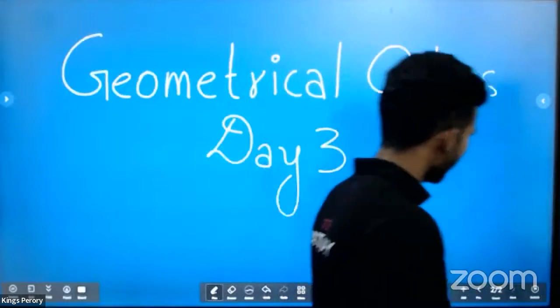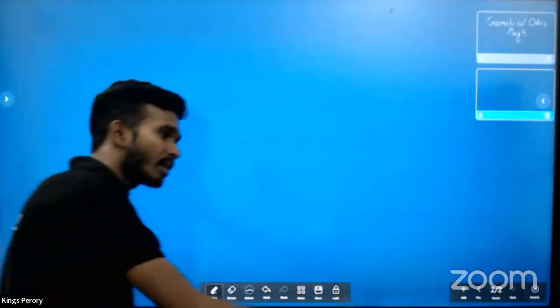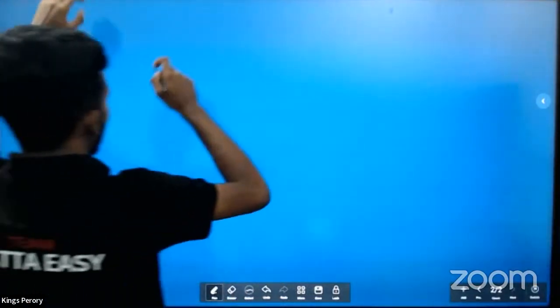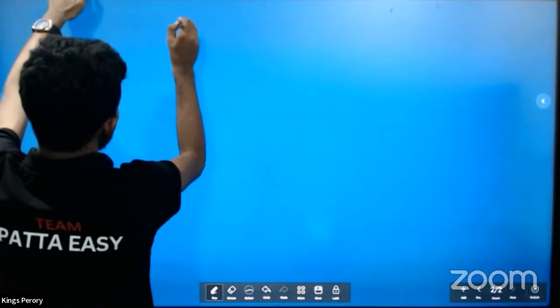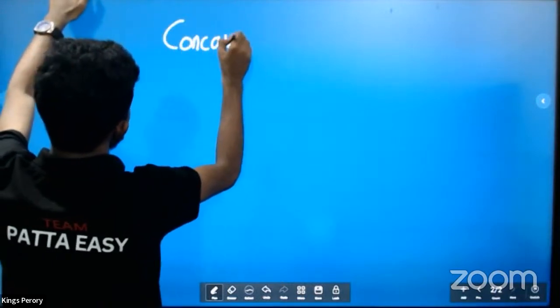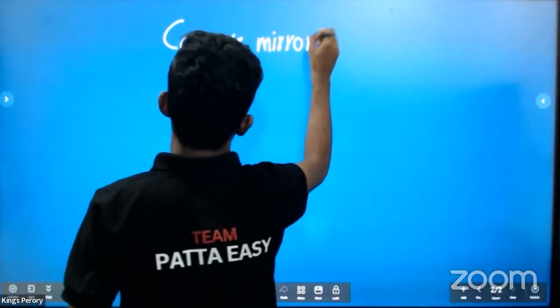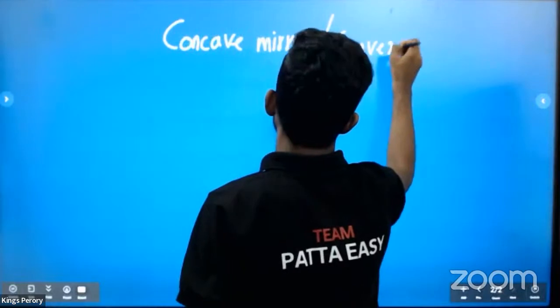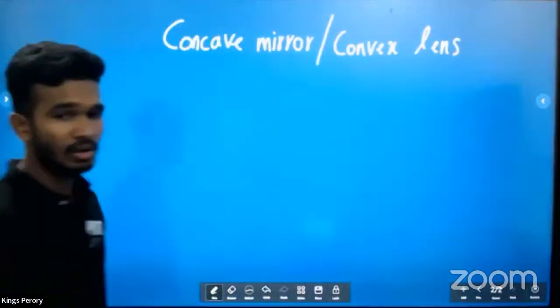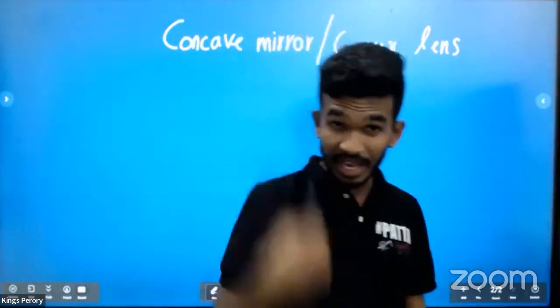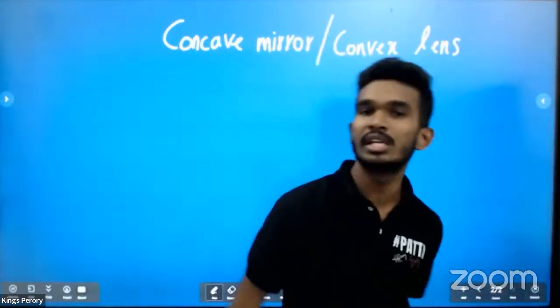Only one more thing remaining to discuss today and finish it off. That is drawing ray diagrams, for images formed by convex and concave mirrors and convex and concave lenses. So only the ray diagram part is there. Listen very carefully. First of all, I'm going to discuss drawing the ray diagram for a concave mirror and a convex lens. That one only I'll be discussing first.